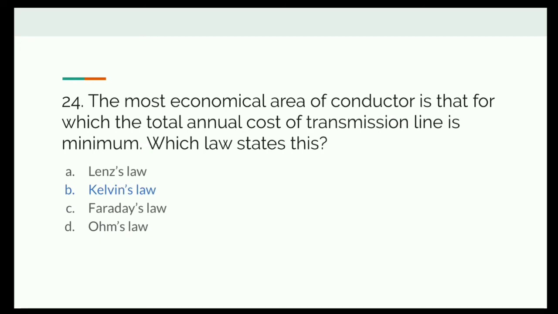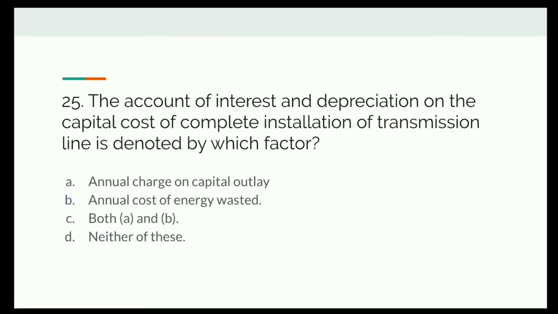Next question. The amount of interest and depreciation on the capital cost of complete installation of transmission line is denoted by which factor? Option A, annual charge on capital outlay; B, annual cost of energy wasted; C, both A and B; D, neither of these. And the correct answer is annual charge on capital outlay.